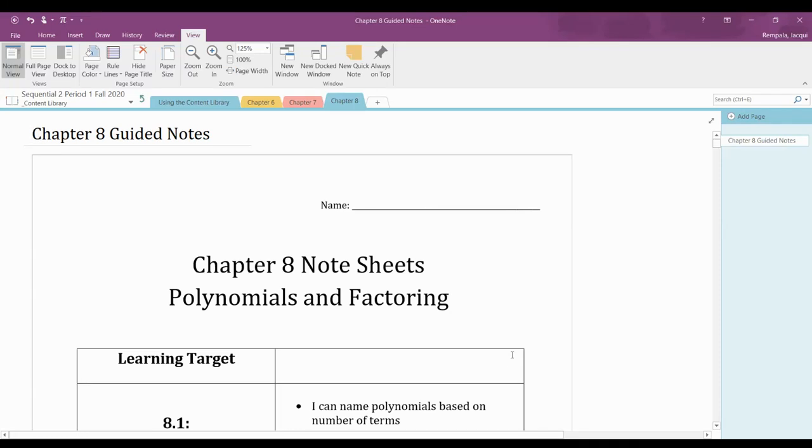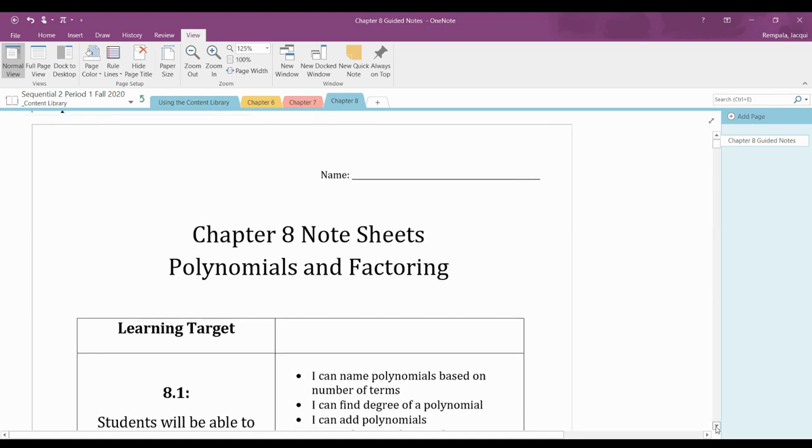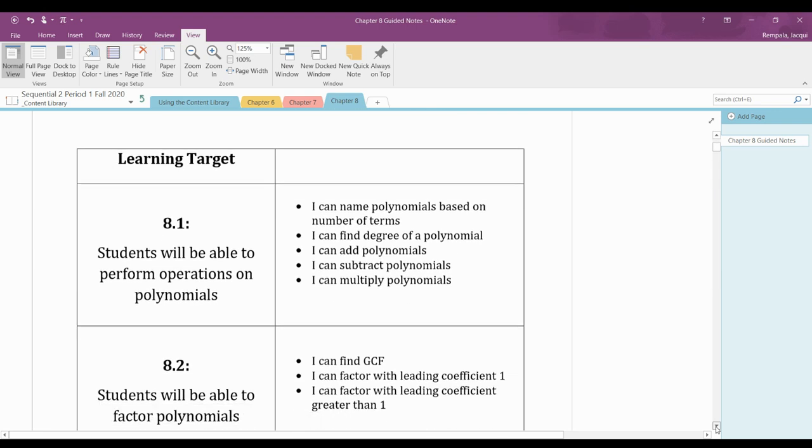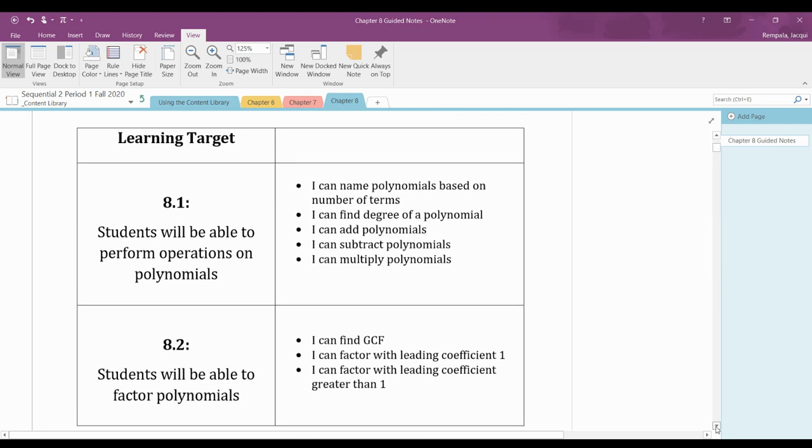Today we're going to start looking at a section in Chapter 8, but I just wanted to show you really quick what Chapter 8 is going to be all about. So Chapter 8 is called Polynomials and Factoring. And so there are two main learning targets that we're going to be covering in this chapter. We're going to be performing operations on polynomials as well as factoring polynomials.